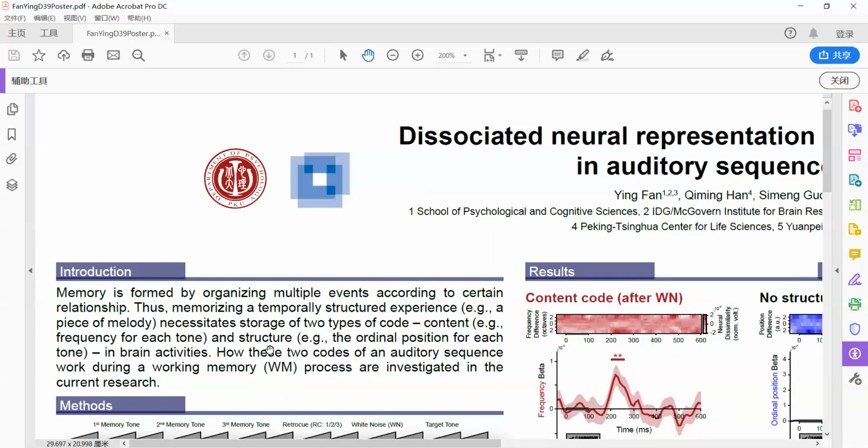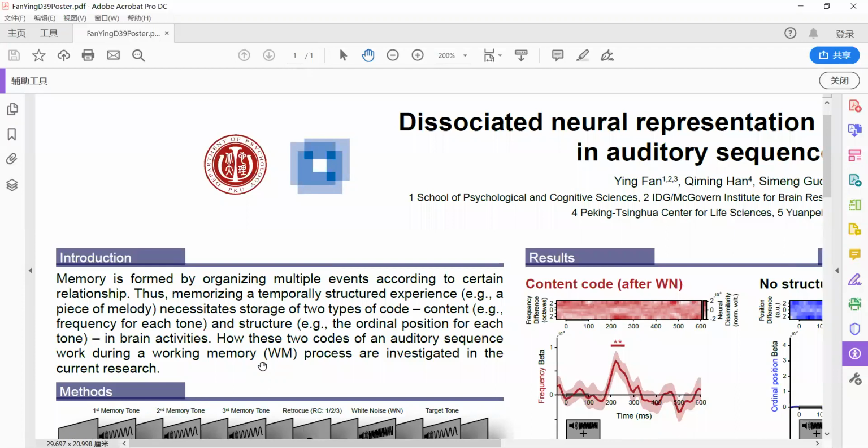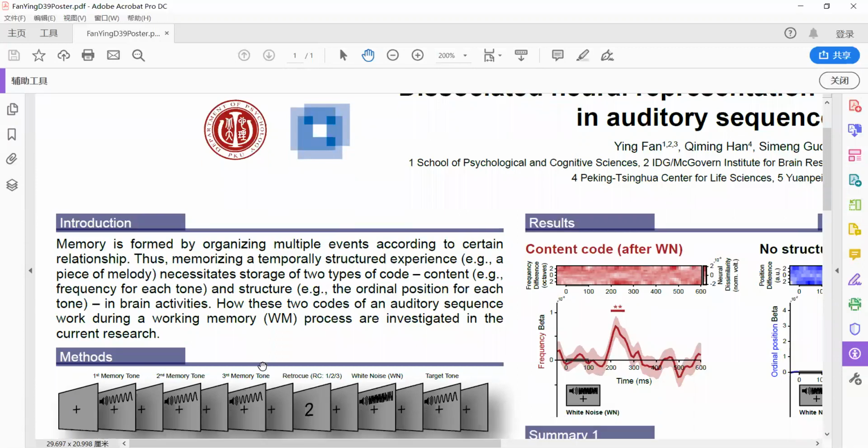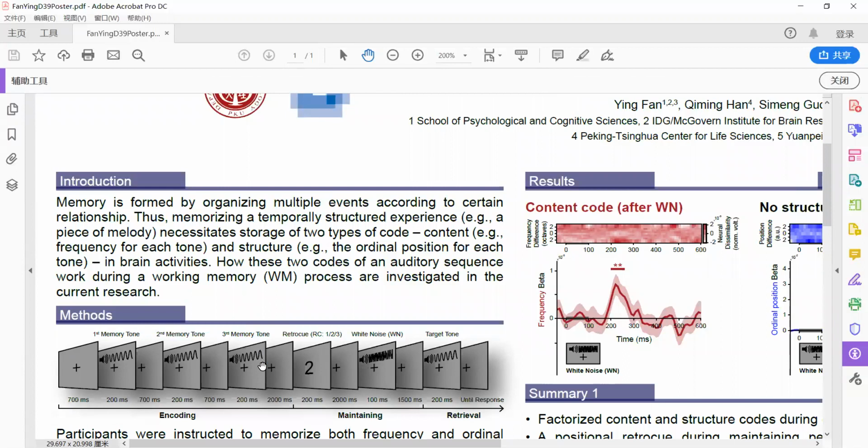How the content code is represented in the working memory process has been examined by some research. However, this is not the situation for the structure code representation. Thus, I want to investigate how the structure and content code of an auditory sequence are represented in the brain when participants are performing a delayed match-to-sample working memory task.